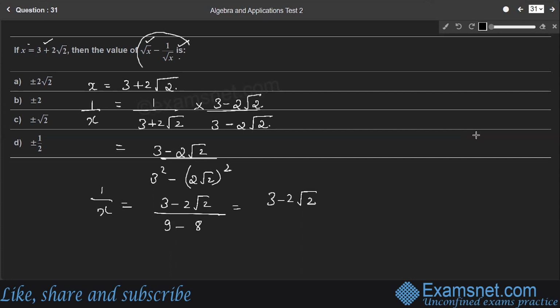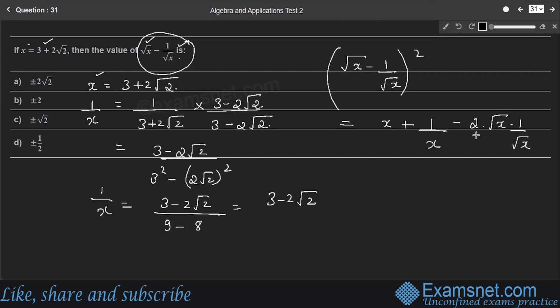So, the value of the expression we need to find is root x minus 1 by root x. Here we know the value of x and 1 by x, right? So, let us consider root x minus 1 by root x the whole square, which is in the form of a minus b whole square, which is a square, which is root x the whole square is x itself, plus b square, so 1 by x, minus 2 times ab, 2 root x into 1 by root x, right? So here x plus 1 by x. So we can easily substitute the values.